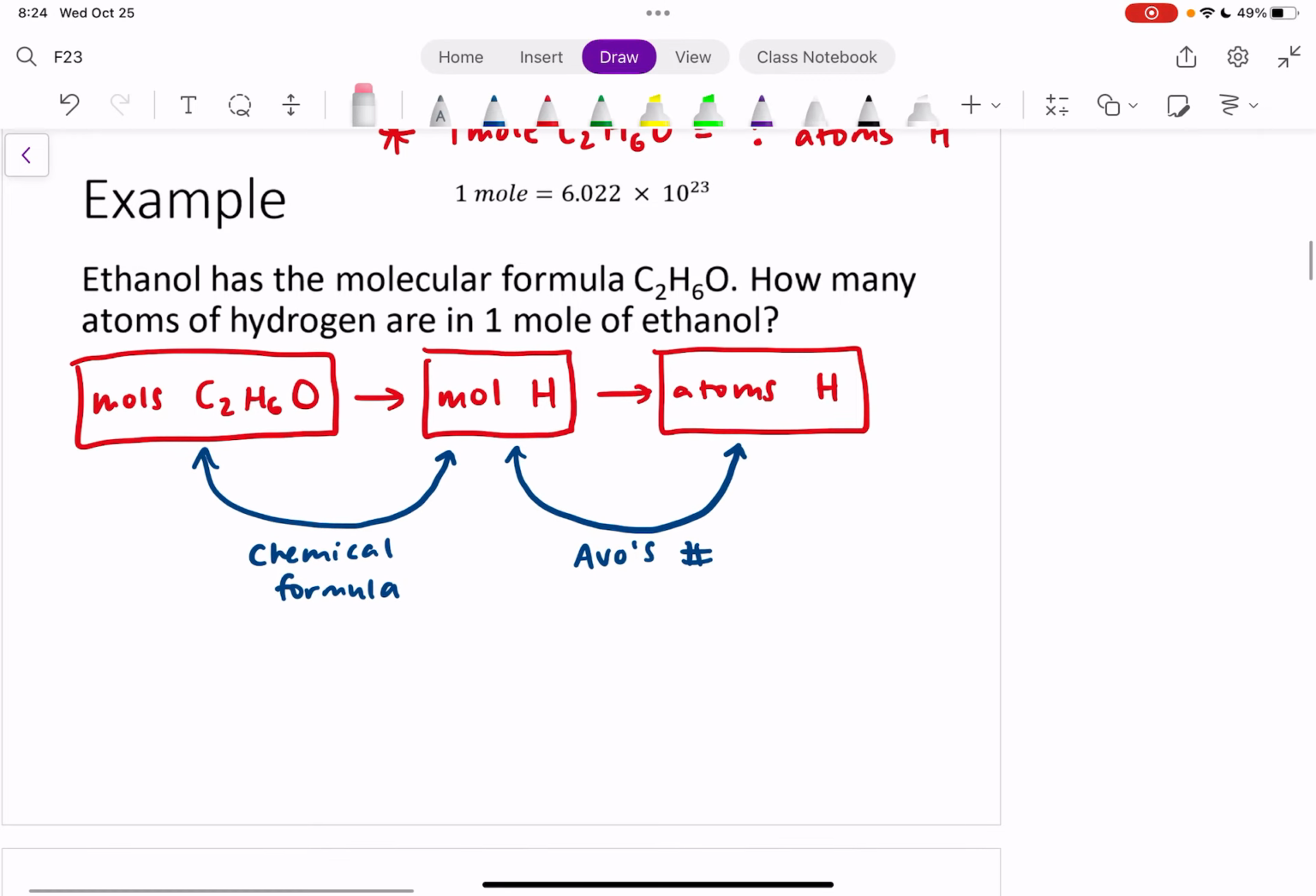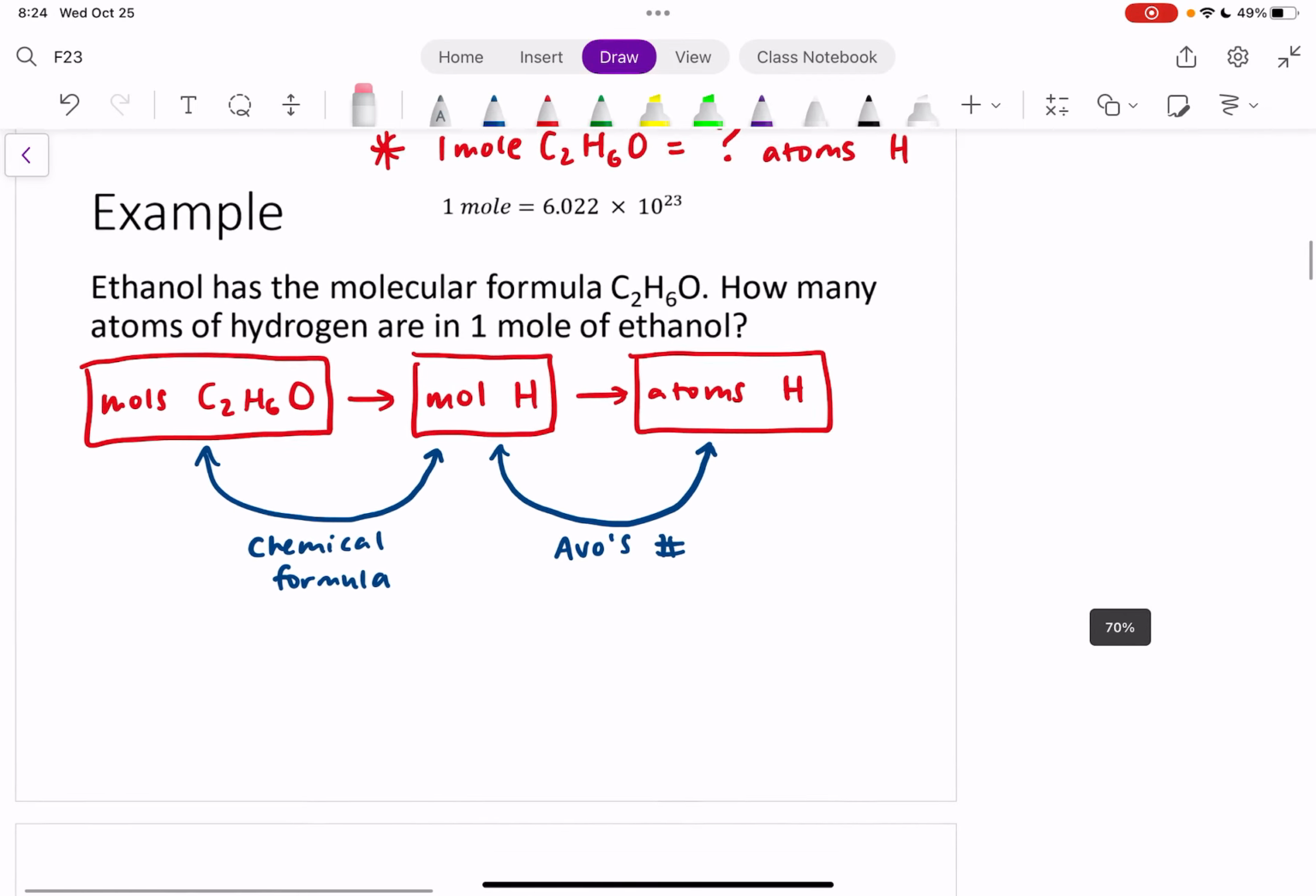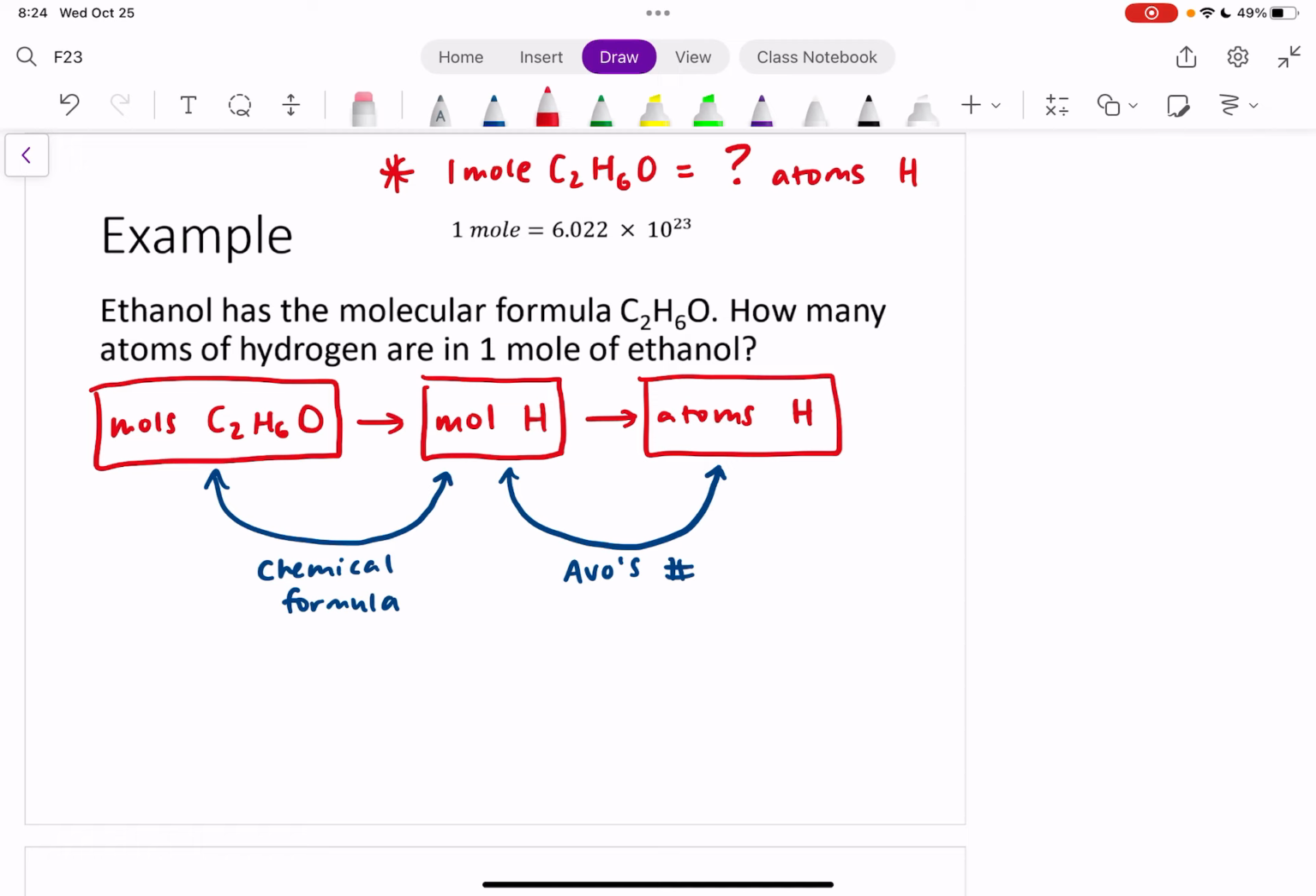So let's start to kind of solve this. Let's try this out. We're going to start with what we're given, always: 1 mole of ethanol, C2H6O, this funky looking thing. And then I know I'm going to have to multiply by some conversion factor. So do I want moles of hydrogen or moles of C2H6O on the bottom? Yeah, ethanol has got to go on the bottom, okay?